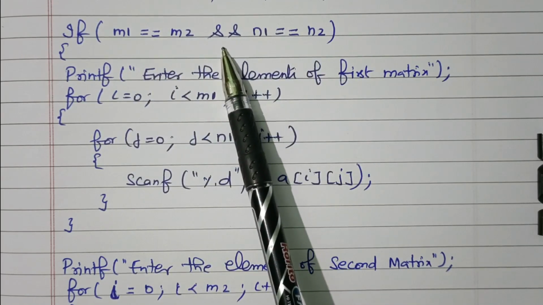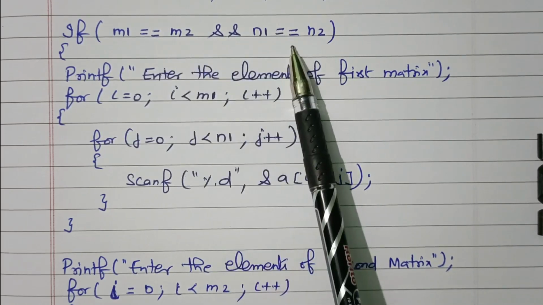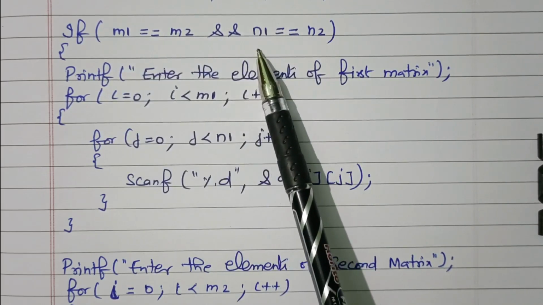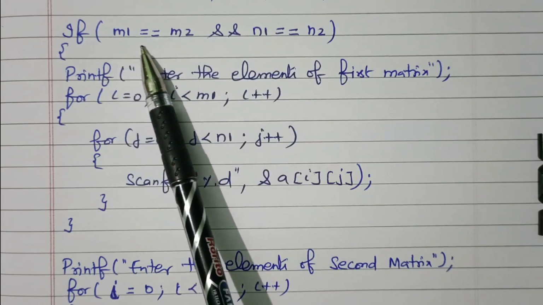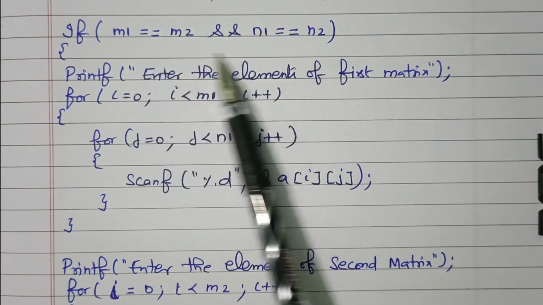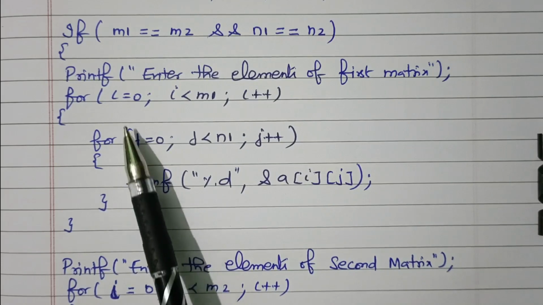Then the and symbol is used as a logical operator. If both conditions are true, then only it will return 1. If any one condition is 0, it will return 0, right? So we need two conditions. The rows should be equal and columns should be equal. If both are equal, we can go for the matrix addition, matrix subtraction, right?